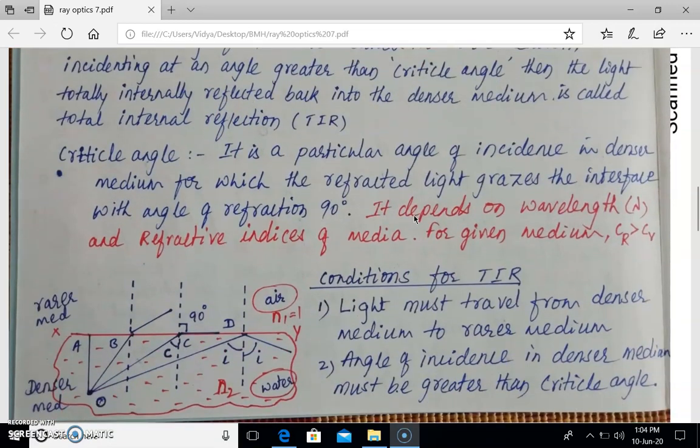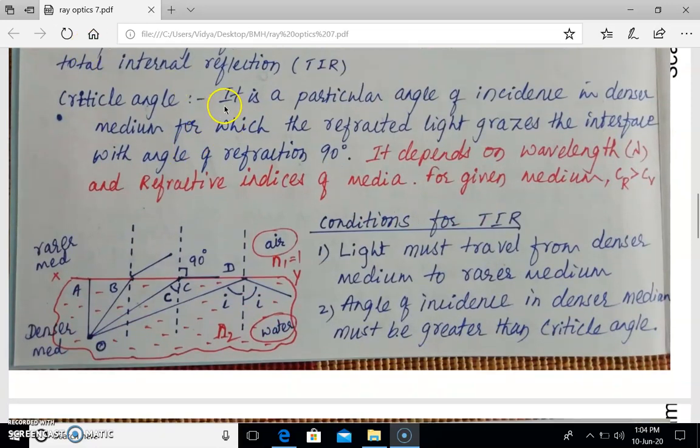What is a critical angle? Critical angle is that angle of incidence in a denser medium for which the angle of refraction becomes 90 degrees. This particular angle of incidence in the denser medium is called the critical angle, and it is different for different colors of light, in other words different wavelengths of light. The critical angle also varies with the refractive indices of the media we choose.